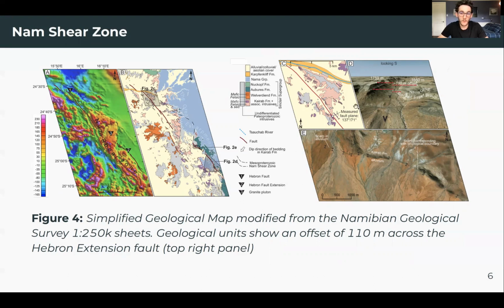So using the contact between the Sinclair Supergroup and the Nama Group, we can get an idea of the geological offset on the fault. This measurement was taken on the Hebron extension, and we get an estimate of about 110 meters of offset. We don't really have the timing of when this offset started, just that the offset has accumulated since the Nama Group was deposited.